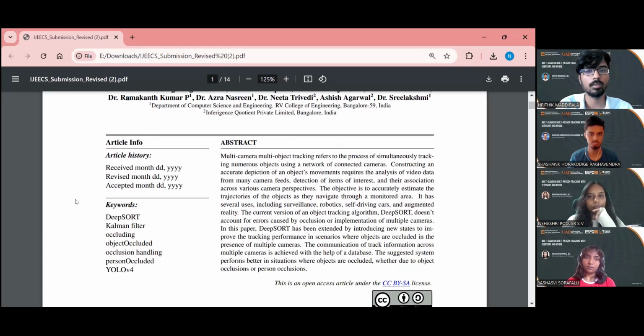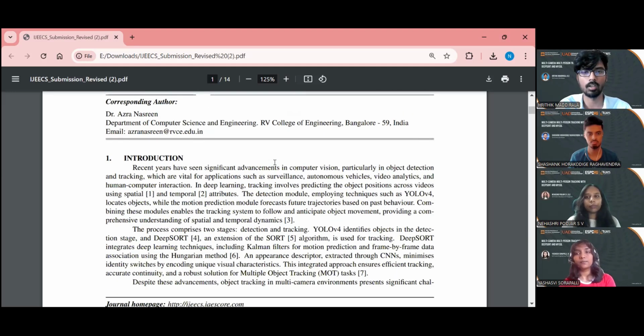So, in recent years, we've witnessed significant advancements in computer vision, especially related to object detection and tracking, which are both critical for applications like surveillance and autonomous vehicles. Object detection mainly focuses on identifying the position of an object in an image, whereas object tracking involves predicting an object's movement across video frames using both the spatial and temporal attributes. The YOLO V4 algorithm plays a key role in the detection stage, effectively identifying objects in real time.